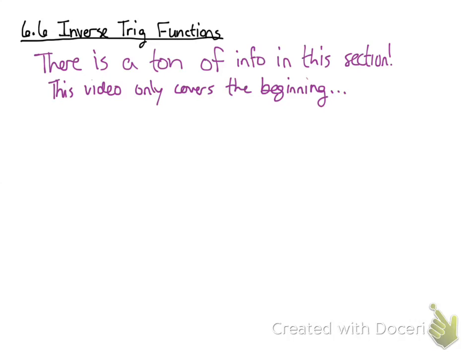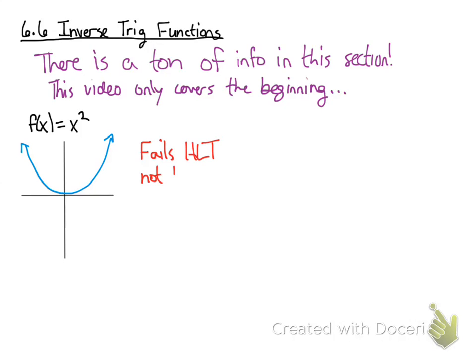Okay, before we get to inverse trig functions, let's talk about inverse functions of things that maybe are a little simpler. So here's a graph of f of x equals x squared. That's a nice simple parabola. Now, this thing fails the horizontal line test, right? Which means it's not one-to-one, which means it doesn't have an inverse function. We know that. When we talked about inverse functions, if the graph fails the horizontal line test or if the function's not one-to-one, it doesn't have an inverse.